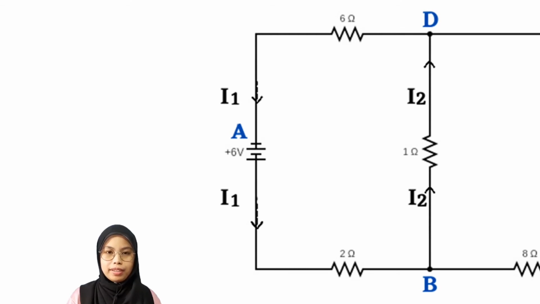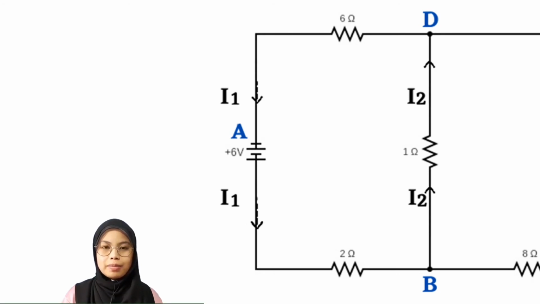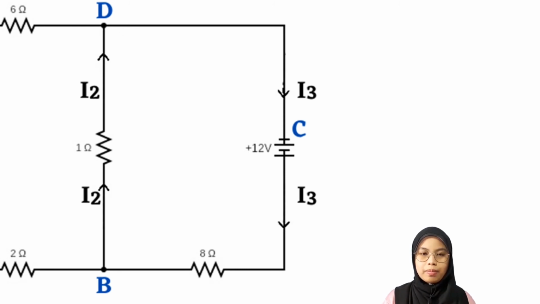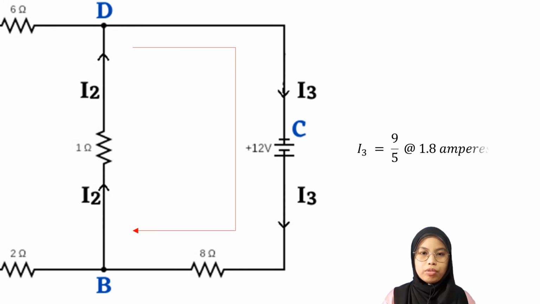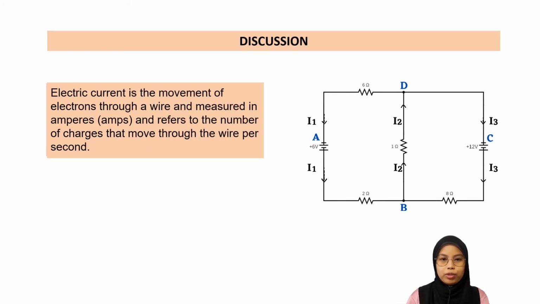I1 equal to 21/40 or 0.525 amperes, I2 equal to 11/40 or 0.275 amperes, and lastly, I3 equal to 9/5 or 1.8 amperes. Now, we will move to the discussion.